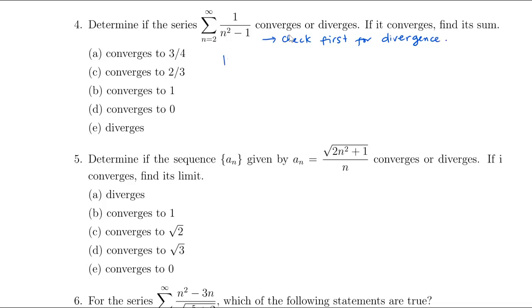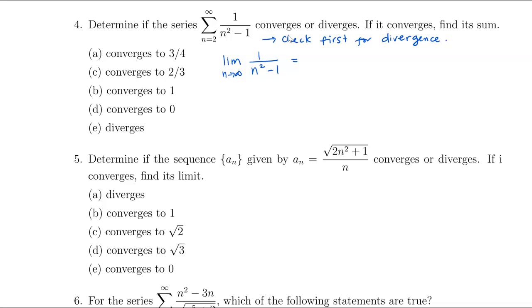To do that, you are just going to take the limit of a sub n, which is 1 over n squared minus 1, as n approaches infinity. Now, if you get a 0, that means it's inconclusive. Not divergent doesn't mean that it is convergent, all right?